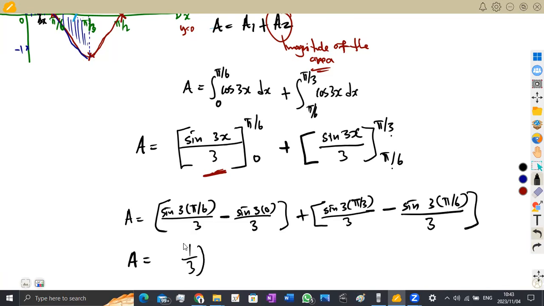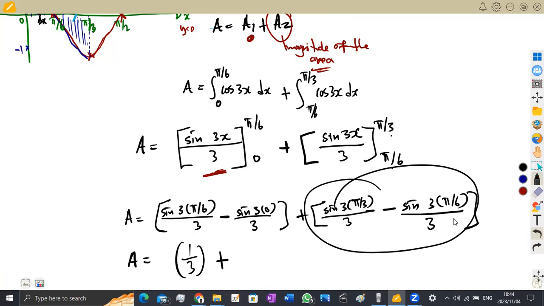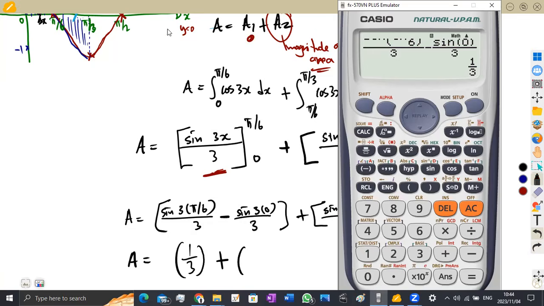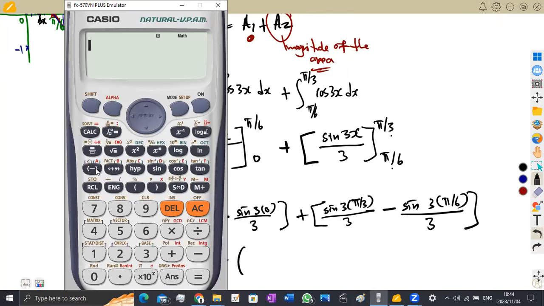So this is what we are having from the first area, which is our area 1 in this case. Plus, you are going to see that if you simplify this area, it is going to be a negative. So this is what I was saying: do not combine, simplify each separately. For area 2, we are given the sine. So I'm just going to have the fraction, the sine of 3 times pi over 3, so that's pi over 3 like this.